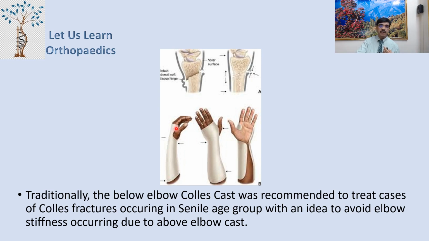Now in this particular picture you can see how, because of the dorsal displacement, the dorsal soft tissue becomes kinked here, relaxed here, and the volar soft tissue has been broken. And when you do the palmar flexion, see how it gets reduced, right?